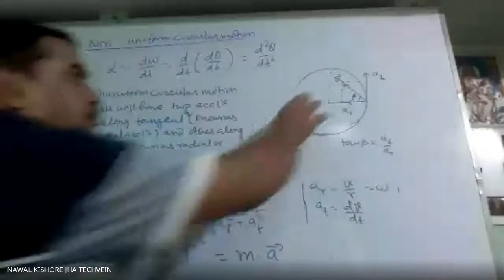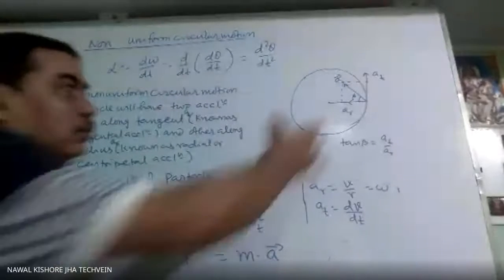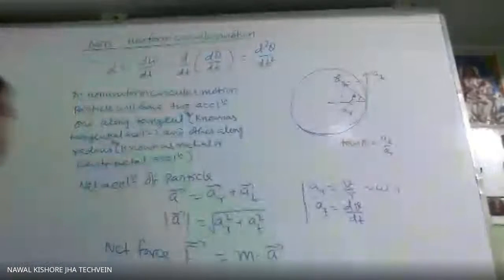Same like vectors only. Whatever we have done in the case of vectors, you can find cos alpha, cos beta also. Cos beta will be AR over A.